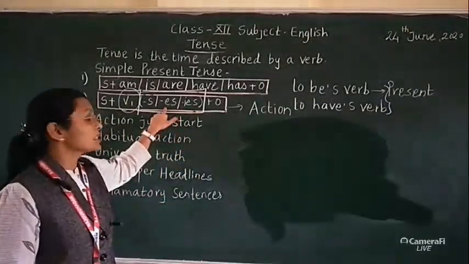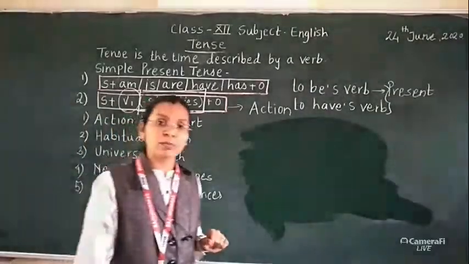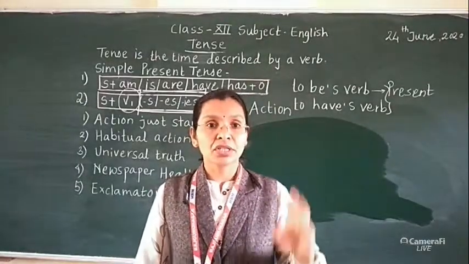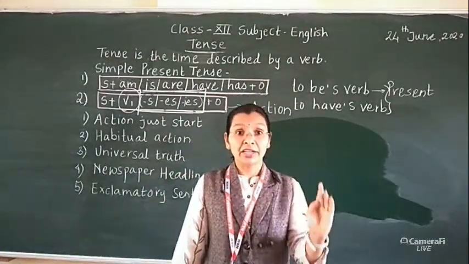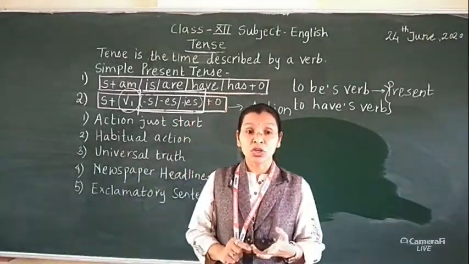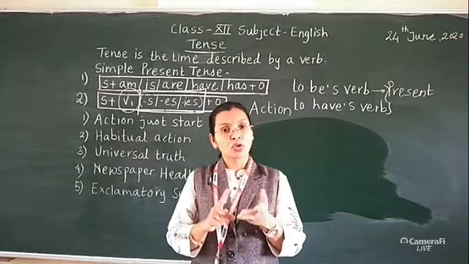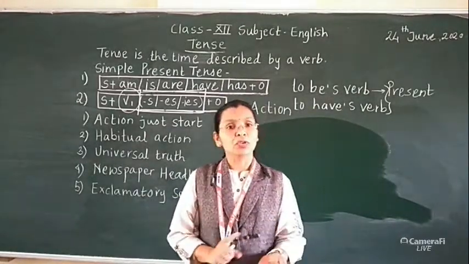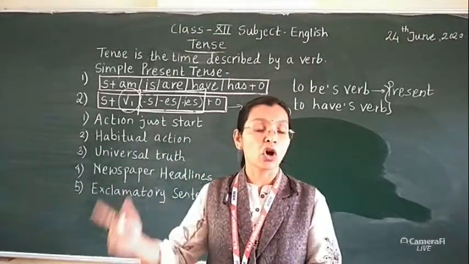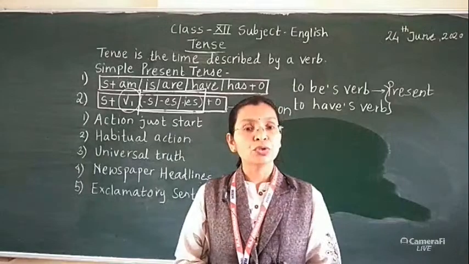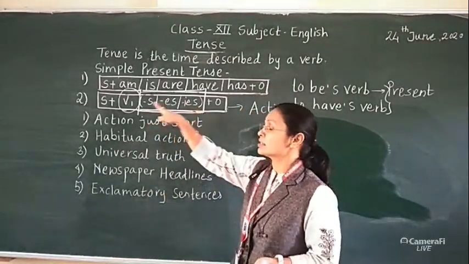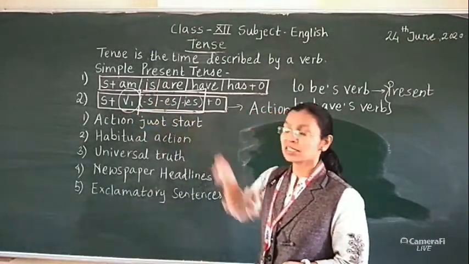So in the simple present tense, if there is a third person singular, what is the third person singular? He, she, it, or a noun and pronoun. He, she, it, these are the pronouns. And if there is a noun, the name of a person, place, or object, that time we use this rule. So we add s, es, ies to the verb. Clear this simple present tense?